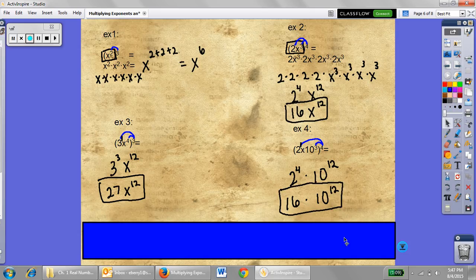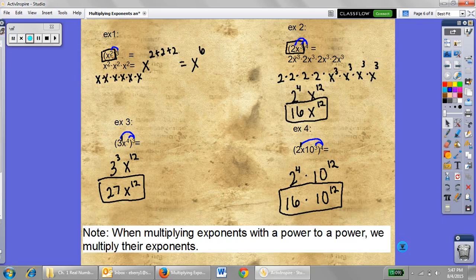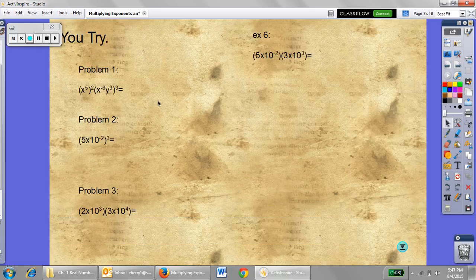Let's write this down as our note. When multiplying exponents with a power to a power, we multiply their exponents or distribute. Okay, you guys try these couple problems, and then I'll see you in class tomorrow.